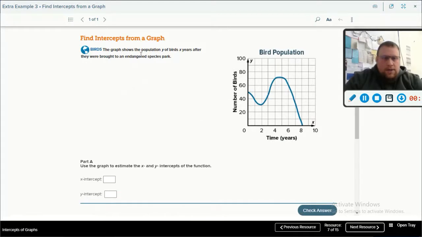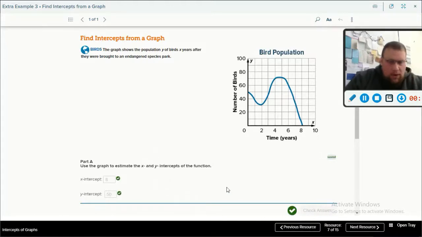All right, so it says the graph shows the population Y of birds X years after they were brought to an endangered species park. Use the graph to estimate the X and Y intercepts of the function. So the Y-axis here is number of birds. Let's see, these are going up 10, 20, 30, 40, 50. So the y-intercept I'm going to put in first is at 50, and my x-intercept is time in years. It appears to be 8 years.